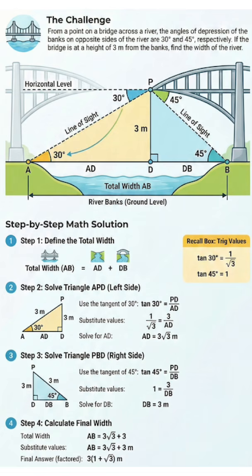By slicing a wide, intimidating river into 2 simple right triangles, we can use tangents to easily conquer real-world measurements.